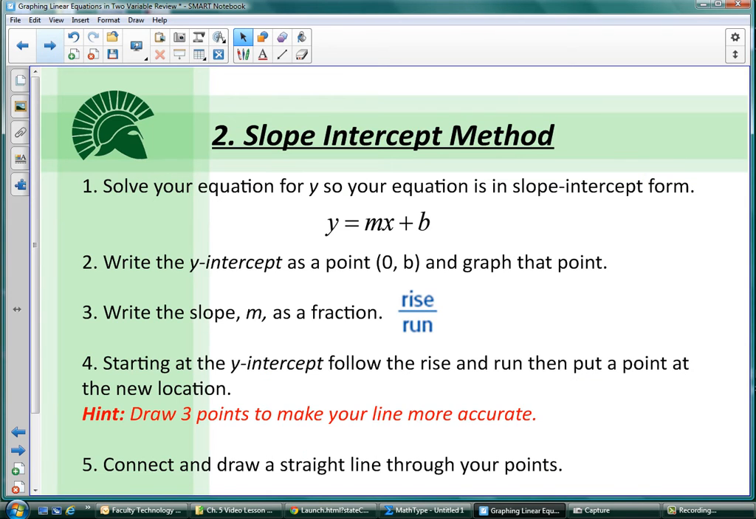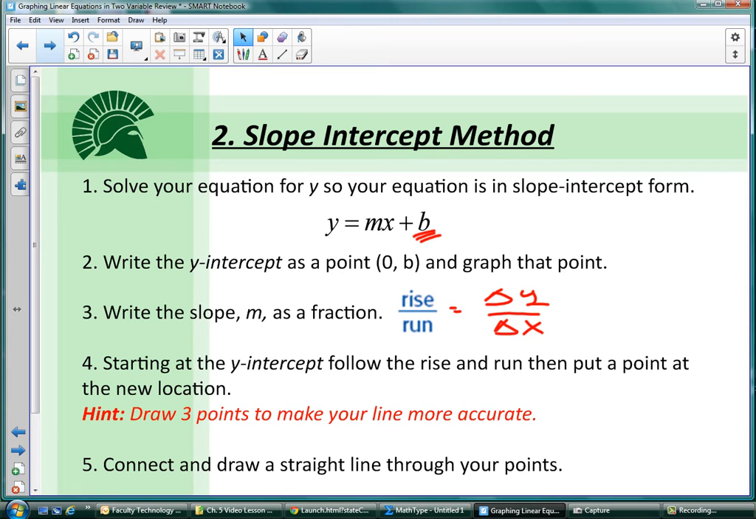We can do the same exact thing using the slope-intercept method, but first we have to do a couple things. The first thing we need to do is make sure that the equation we're using is in y equals mx plus b form. If it's not in that form, we must put it in that form first to use this method. Second, we want to write our y-intercept as a point, (0, b). Remember, the b is the y-intercept when you write it in this form, so you pretty much already know what it is from looking at it. We want to write our slope as a fraction, so we can use rise over run, which is also the change in the y values over the change in the x values.